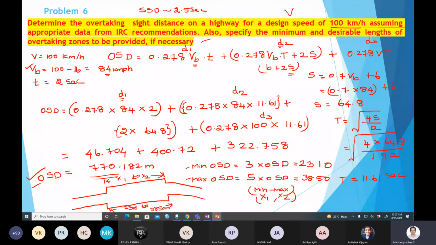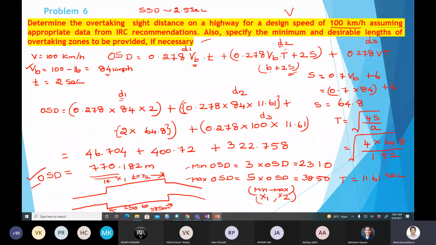So D2 is nothing but, yesterday we have derived, B plus 2S. B is nothing but 0.278 into the speed of the vehicle B, and the time the vehicle takes traveling from B1 to B2, that travel time, we are considering as a capital T. So we need the value of T. S is nothing but 0.7 into VB plus 6. So this is the distance between B1 and B2.